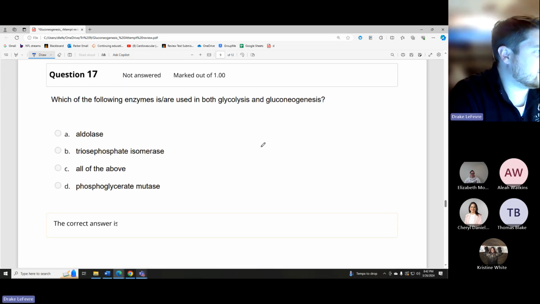Which of the following enzymes is used in both glycolysis and gluconeogenesis?